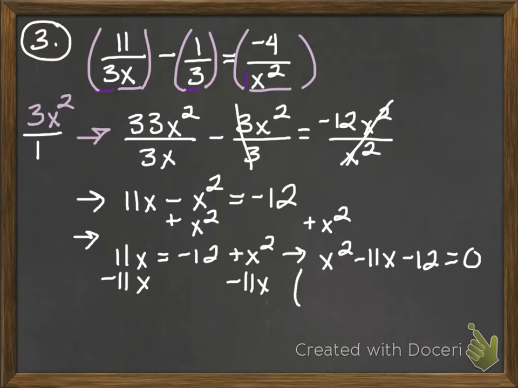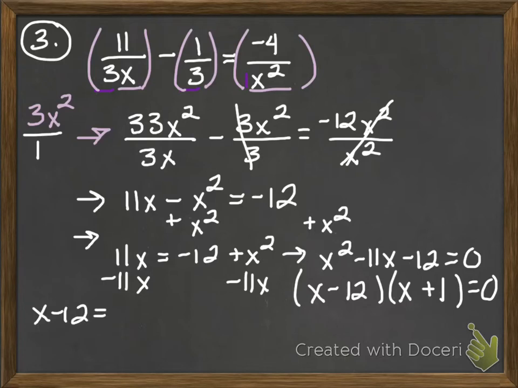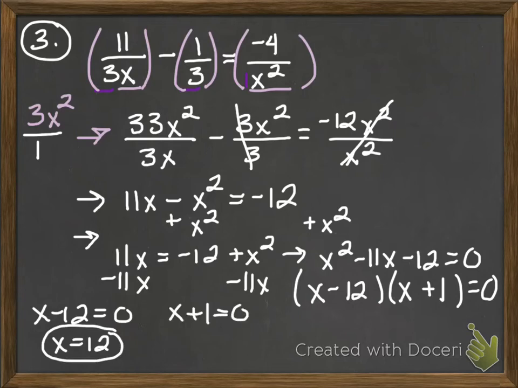So 2 sets of parentheses. I need factors of 12 that get me to negative 11, which is going to be negative 12 and positive 1. So x minus 12 equals 0 is going to give me the solution of positive 12 after I add 12 to both sides. And x plus 1 equals 0 is going to yield the solution of x equals negative 1. And there you go. That concludes this tutorial.